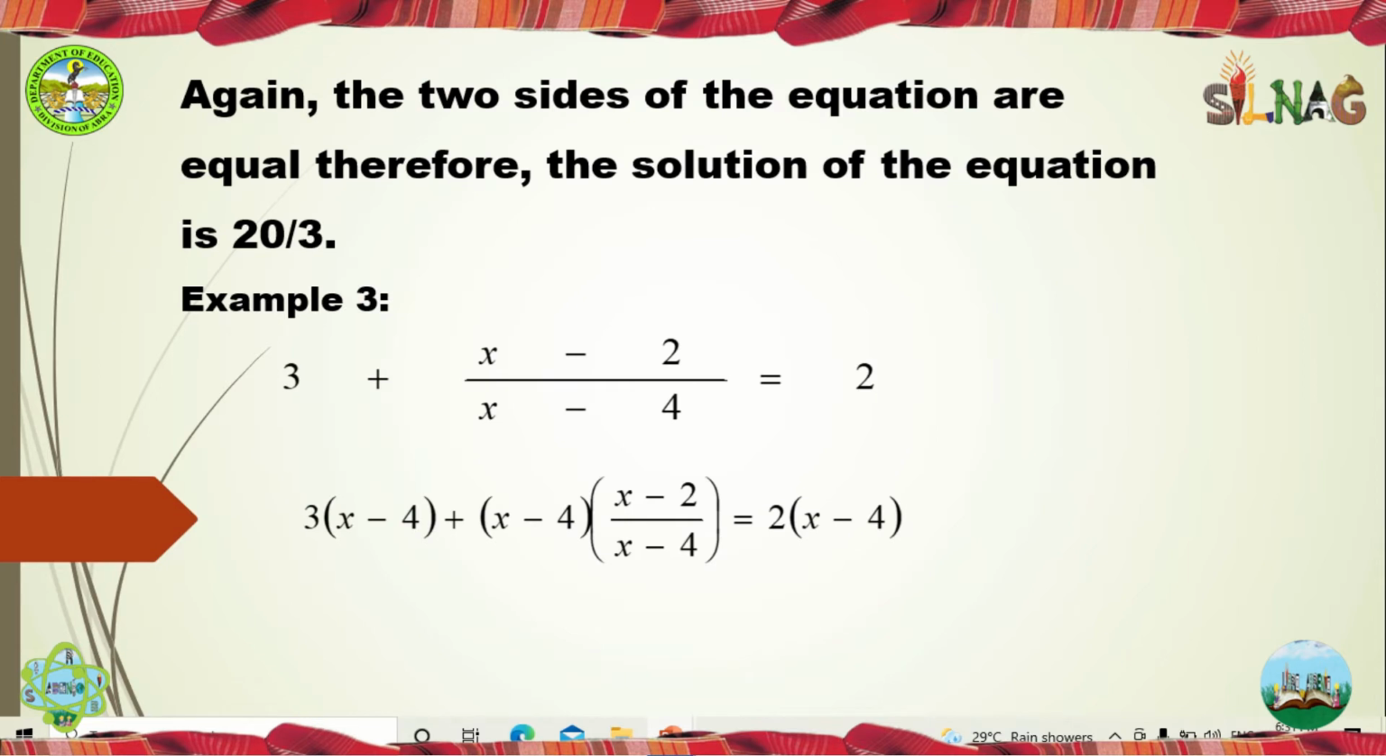Then we have example number 3. So 3 plus (x minus 2) over (x minus 4) is equal to 2. Then we have to find the LCD, and the LCD is x minus 4. Then we multiply all members of the equation by x minus 4. So we have 3 times the quantity of x minus 4 plus the quantity of x minus 4 times the quantity of x minus 2 over x minus 4 is equal to 2 times the quantity of x minus 4.